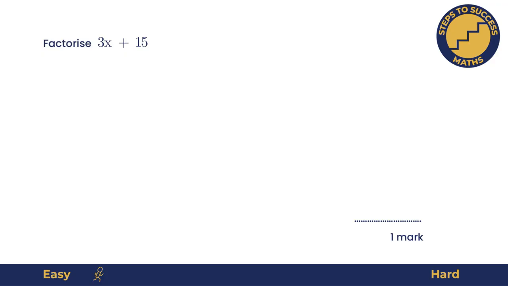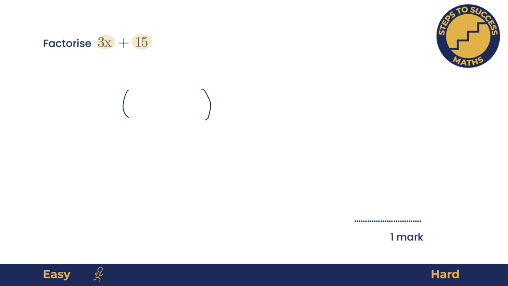Factorise 3x plus 15. Remember, factorise means use brackets. So we look for something that appears in both terms of our expression. So something that goes into 3x and something that goes into 15. Look for a number first and then look for a letter. If there isn't a letter or there isn't a number, just bring out the one thing.